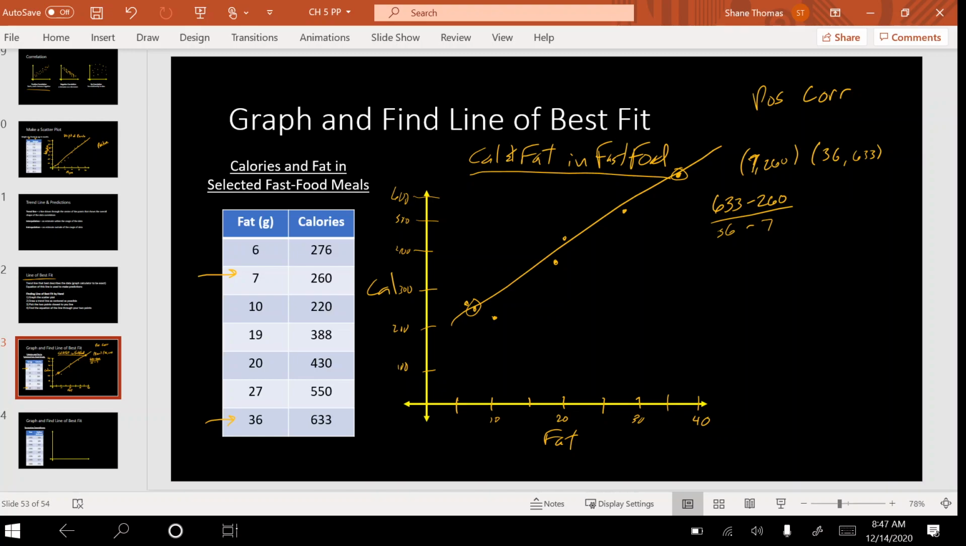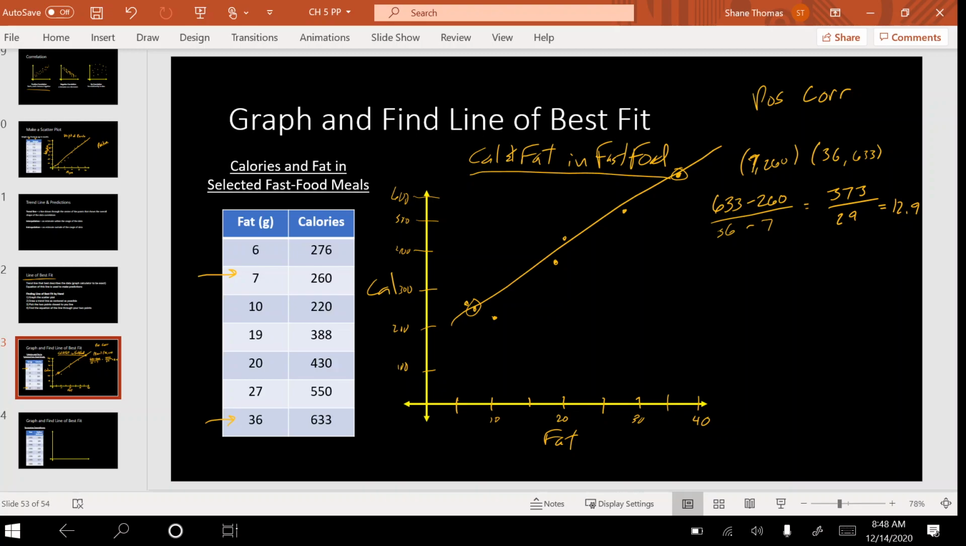What's that be? 433... about 373 over 29. Now divide that. Give me a decimal on that one. 12.86. So we'll call it 12.9. Okay, so we'll call our slope 12.9.